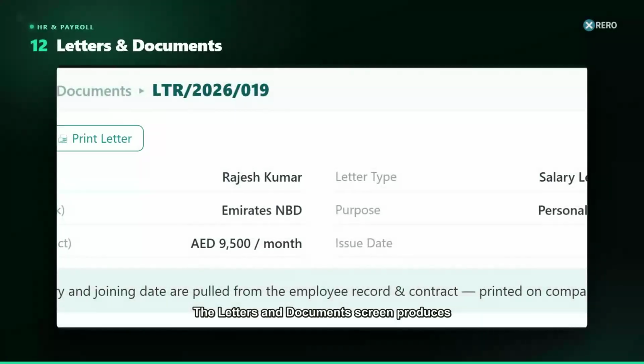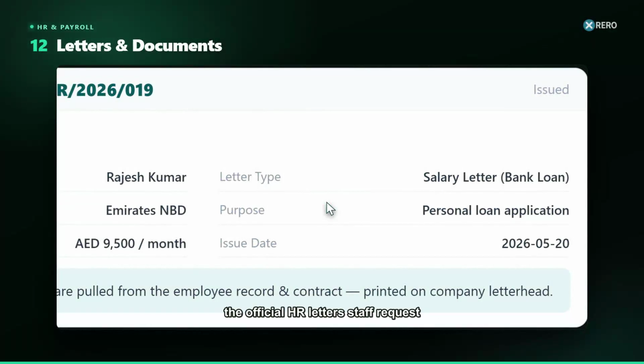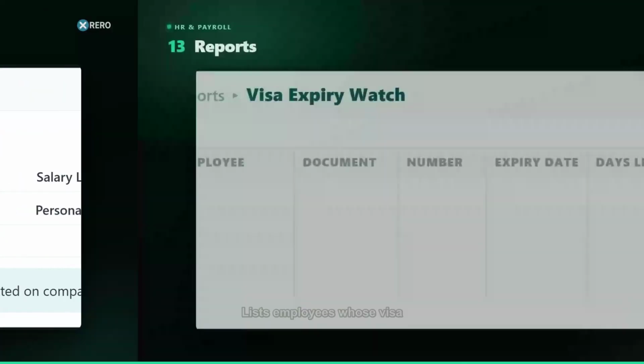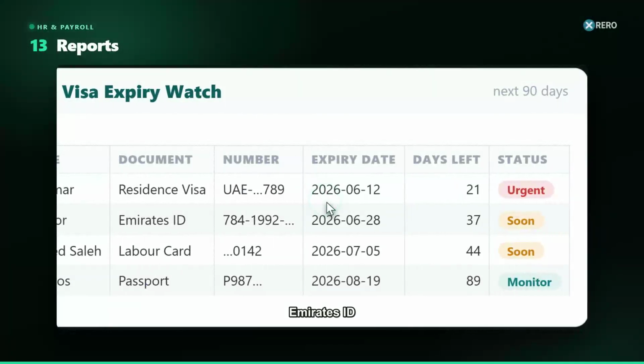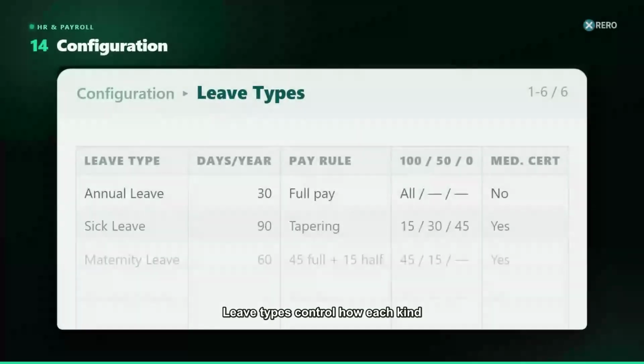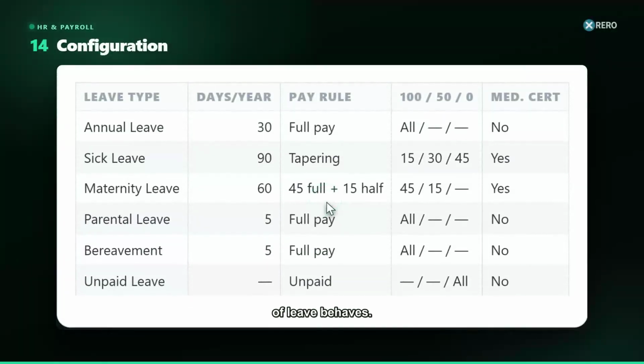The Letters and Documents screen produces the official HR letters staff request on your company letterhead, ready to print or email. The expiry screen lists employees whose visa, Emirates ID, passport, or labor card is expiring soon, so you can renew in good time. Leave types control how each kind of leave behaves.